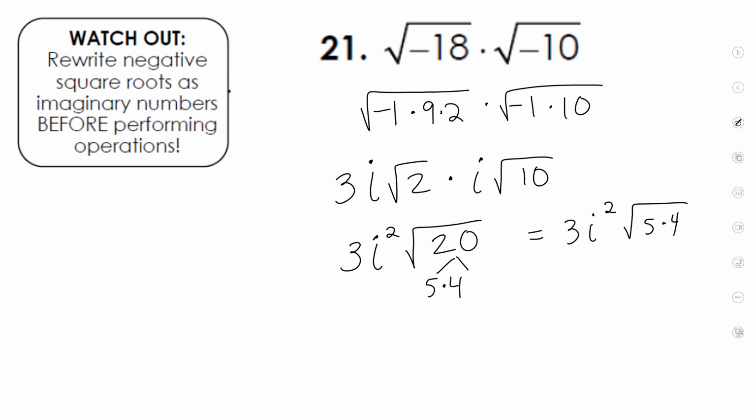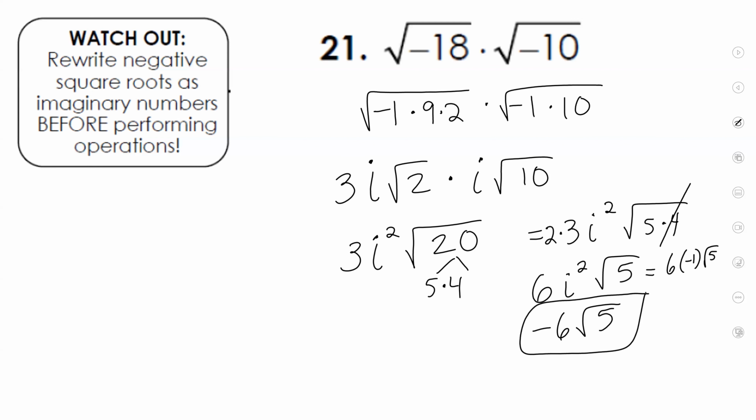What's the square root of 4? Okay, so I'm going to cross this out and put a 2 out here. Okay, so my final answer, 6. And what did we say I squared was? -1. Okay, so this just becomes -6 square root of 5. The step between here was 6, I squared is just -1. Okay, that's how this is my final answer.